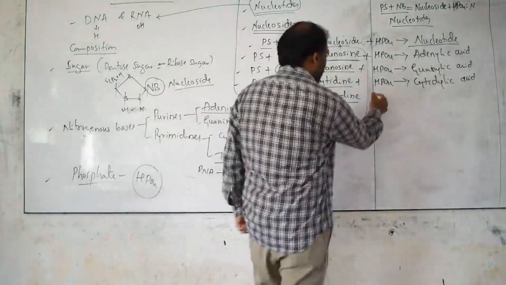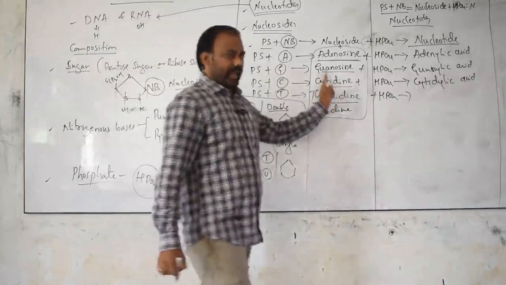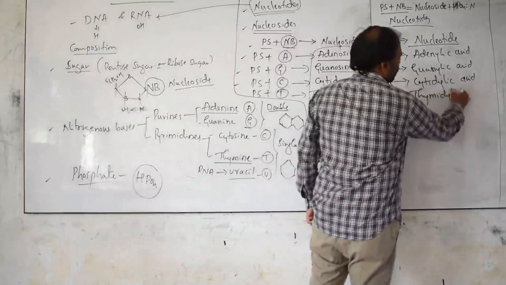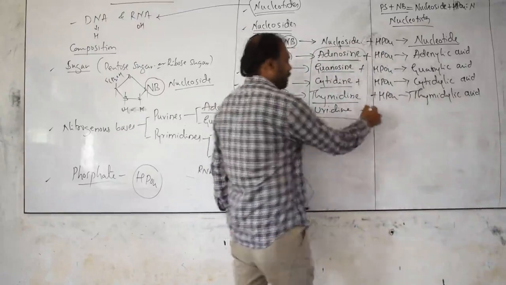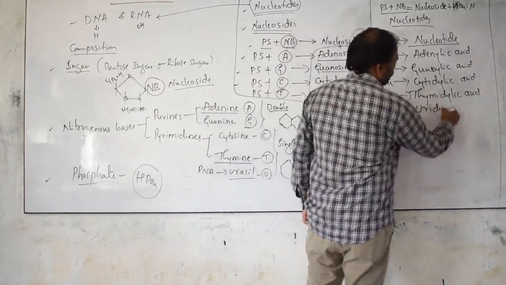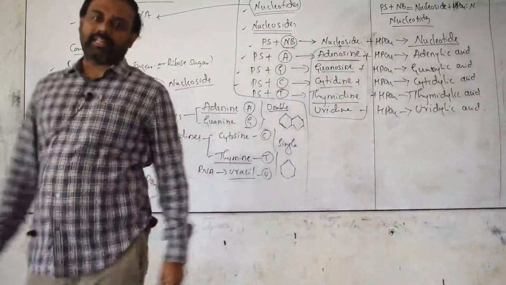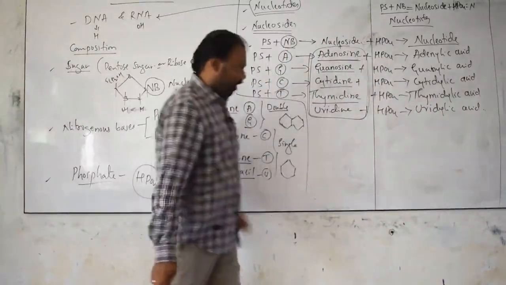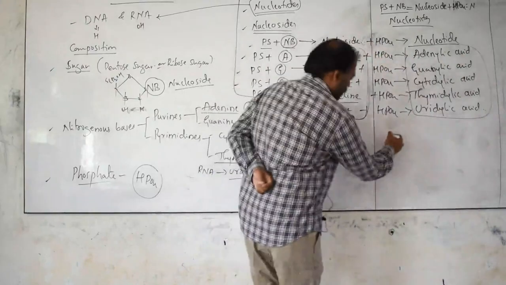So a little bit confusing words. Again, pentose sugar plus thymine gives thymidine. Thymidine plus HPO4 yields thymidylic acid. Next, last one, uridine plus HPO4 gives uridylic acid. Is that clear? So these are the 5 nucleosides and these 5 are nucleotides. Clear? So I can show this structure.